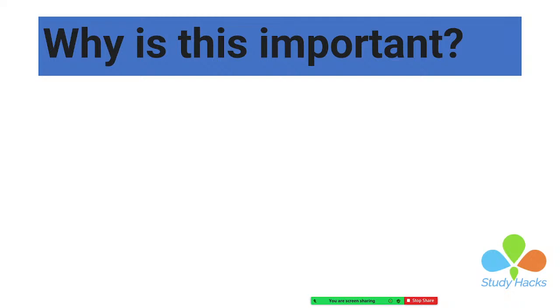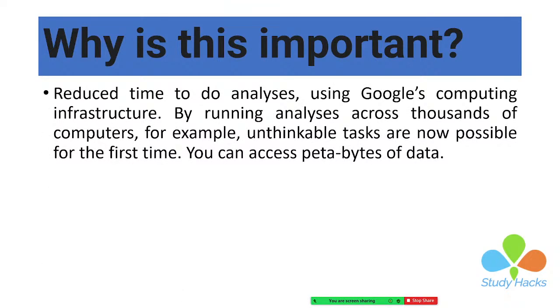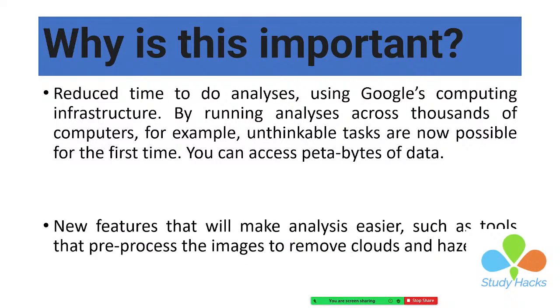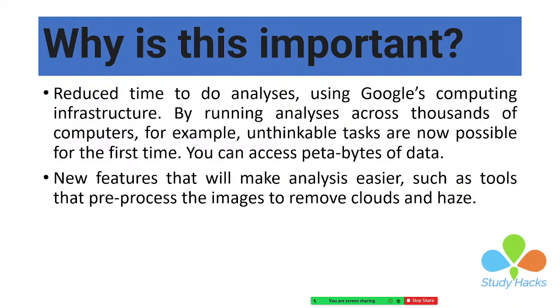But when you want to make the land cover classification map for the whole world using the Google Earth Engine platform, you don't need to download any satellite imagery, because all of the satellite imagery is already stored in the Google Earth Engine dataset. You can just call all of the satellite imagery and work with it. So first of all, it reduces your analysis time, and you can easily access petabytes of data. Then it has some new features that make the analysis easier.